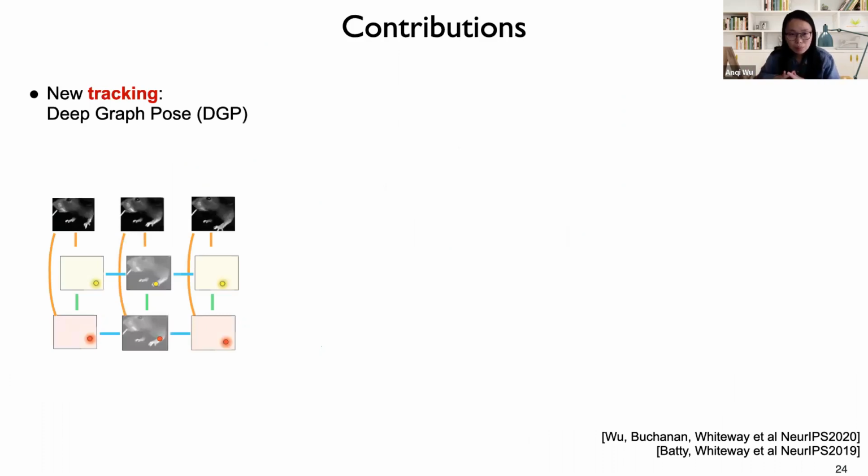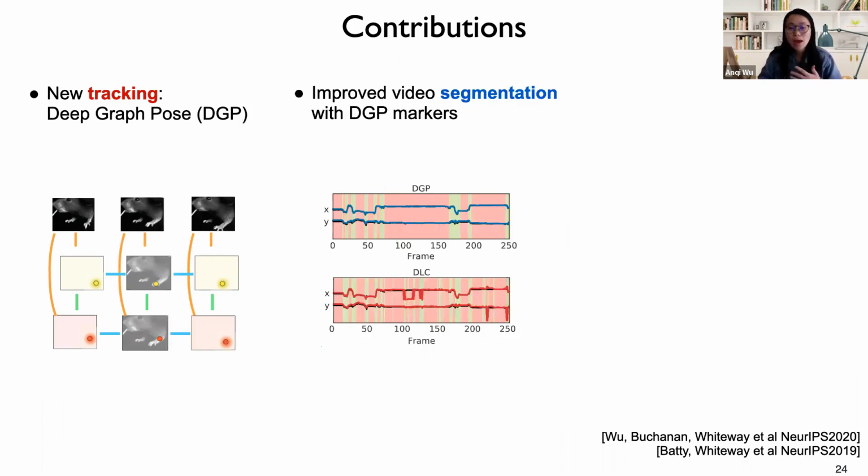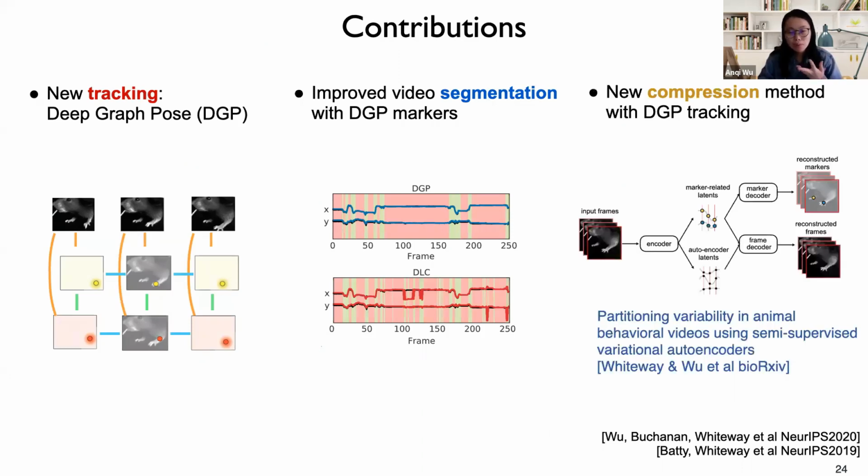So the contributions of this work are, first, we propose a novel tracking algorithm, deep graph pose, which can provide us more robust and accurate tracking performance. We also show an improved video segmentation task with the high quality of the DGP markers. And finally, we propose a new video compression method using the DGP tracking information.